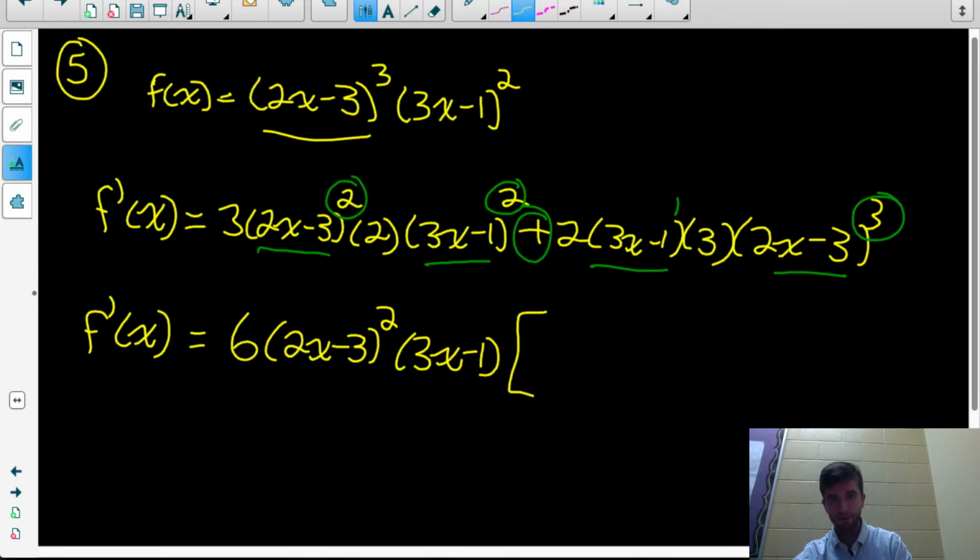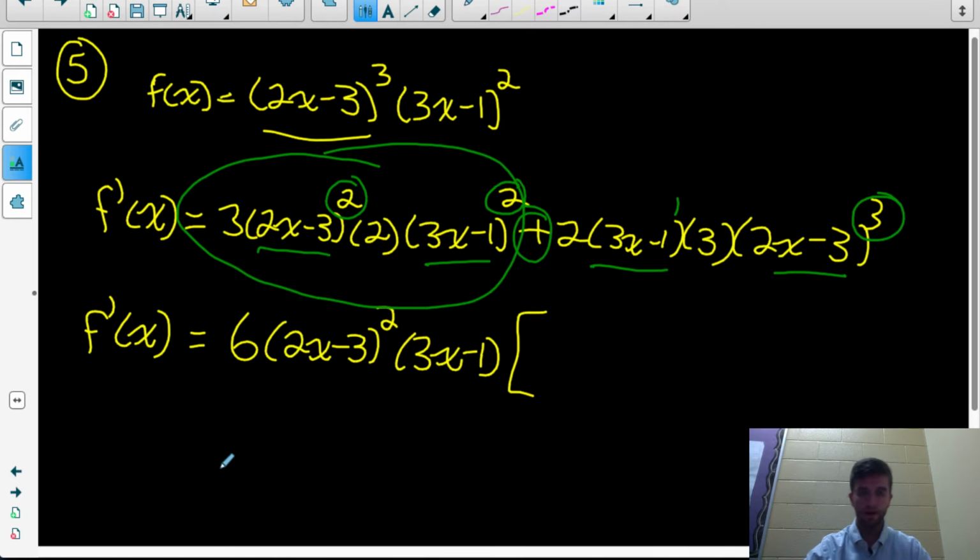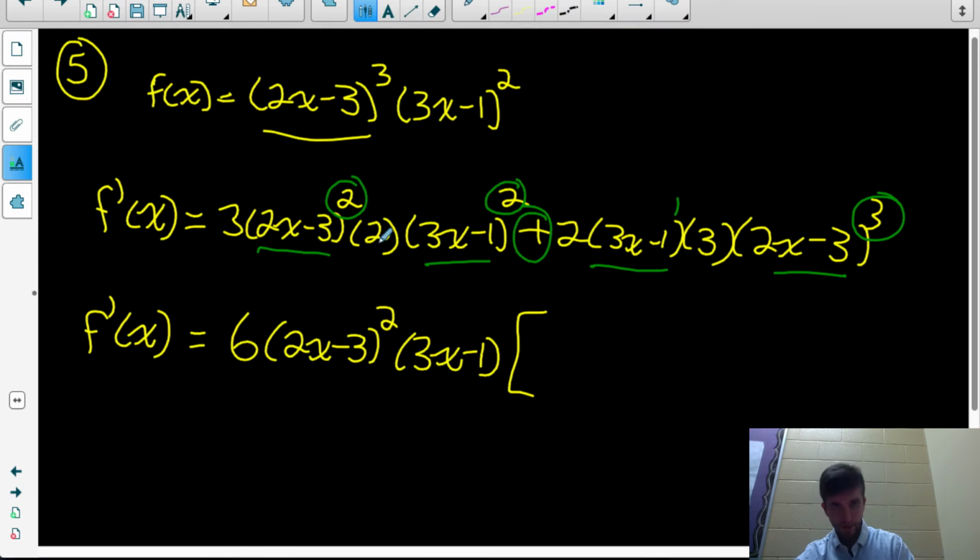So let's look just at this first term here. I'm going to divide that term by what I took out. So 6 divided by 6 is 1. 2x minus 3 squared divided by 2x minus 3 squared is 1. And 3x minus 1 squared divided by 3x minus 1 is 3x minus 1.